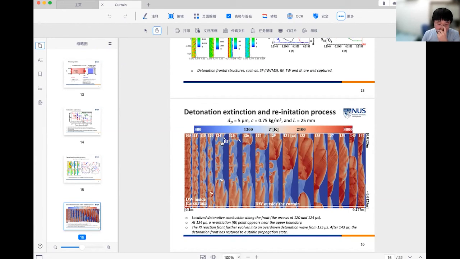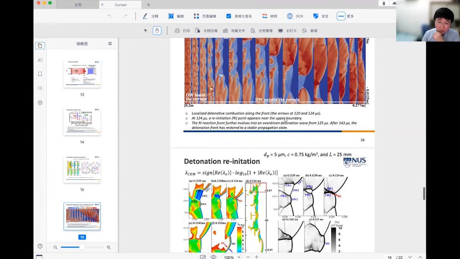And this reignition point will evolve into an overdriven detonation wave. Finally, for the last stage, it becomes a stable propagation of the detonation wave. So the next figure will explain how the reignition point is generated.